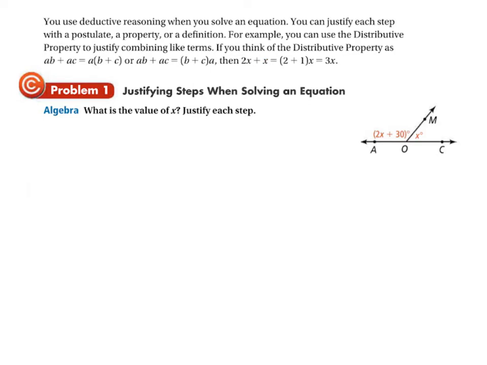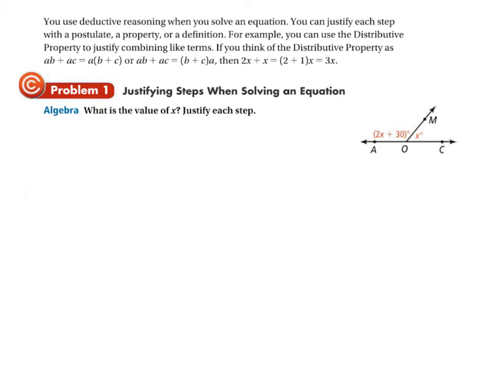Okay, so here's the problem. Justify the steps when solving the equation. What is the value of x? And this is what we've got over here. Okay, justify each step. Well, what do we know about this? These two angles, angle AOM and angle MOC, are a linear pair.